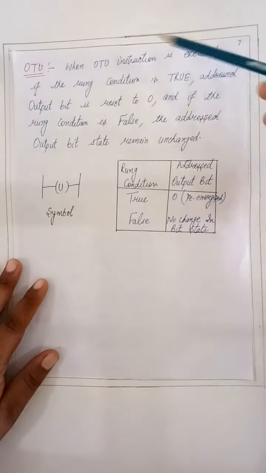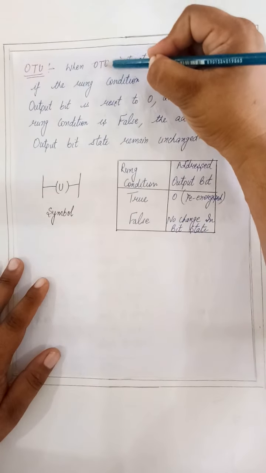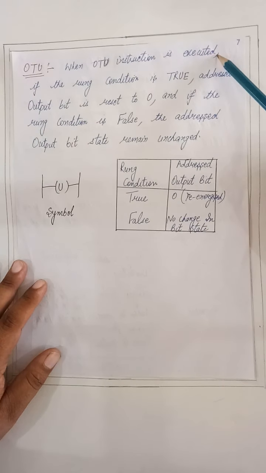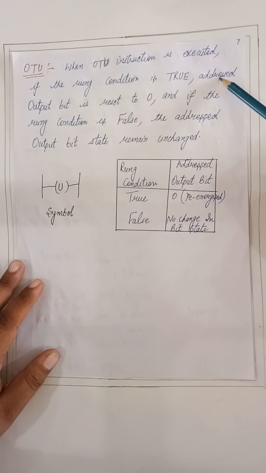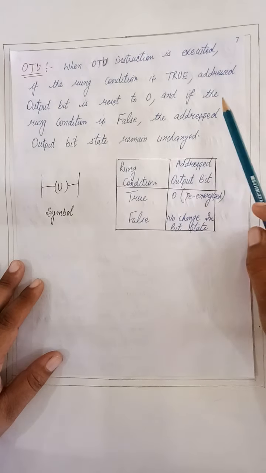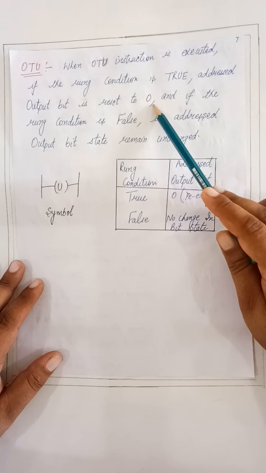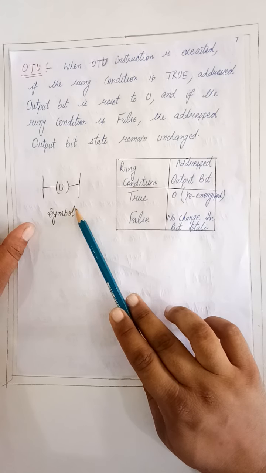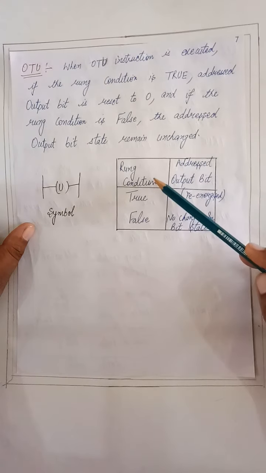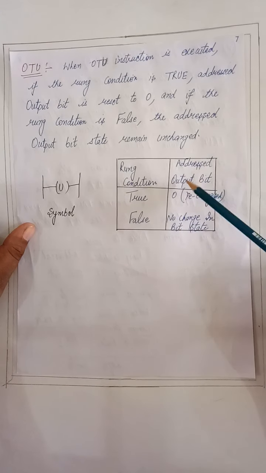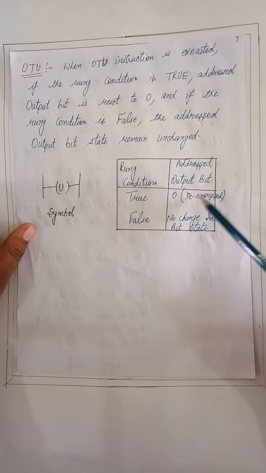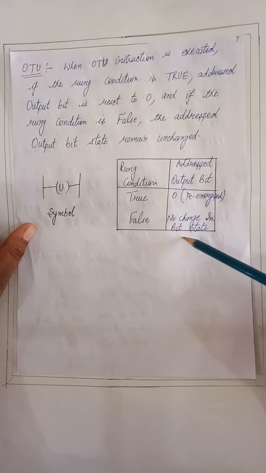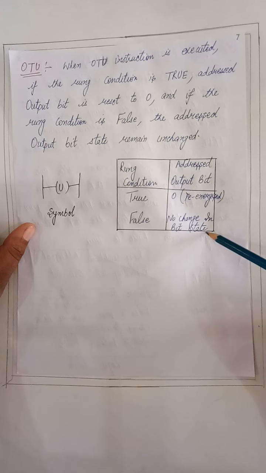Second one is the OTU, output unlatch. When the OTU instruction is executed, if the rung condition is true, the addressed output bit is reset to 0. This is the symbol for the OTU output unlatch instruction. If the rung condition is true, the addressed output bit is set to 0, de-energized. If the rung condition is false, the addressed output bit state remains unchanged.